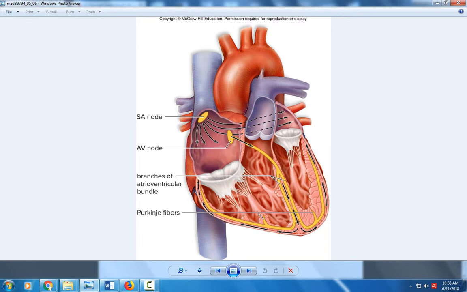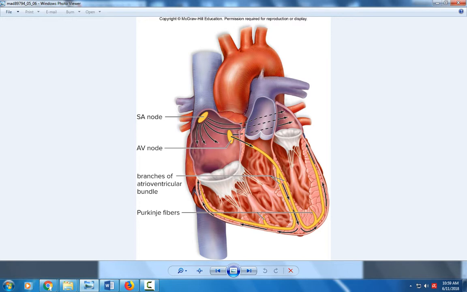Then that impulse goes to another node called the AV node, and then it travels down the middle of the heart, and it stops here. It's called the bundle of His before it branches to become the bundle branches, and then it comes up the sides called the Purkinje fibers. So this is all an electrical pathway for this impulse to travel through the heart.